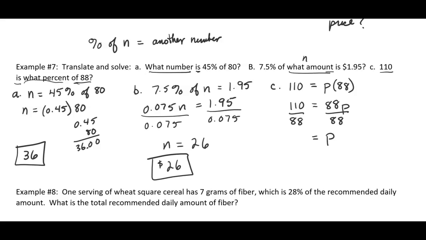110 divided by 88. And I got 1.25. But that's not going to be the answer, because the answer I'm looking for is a percent. So I need to move that decimal 2 places to the right. So 125%. That's going to be the answer.